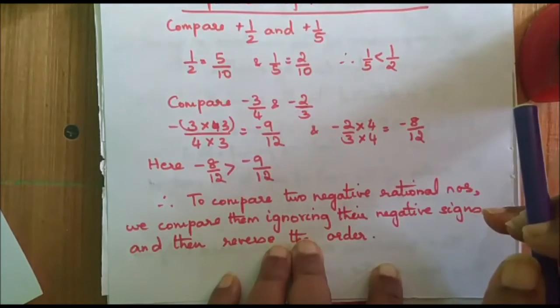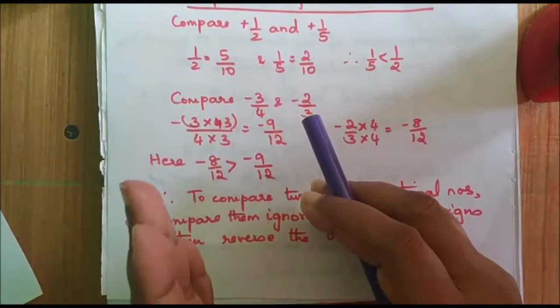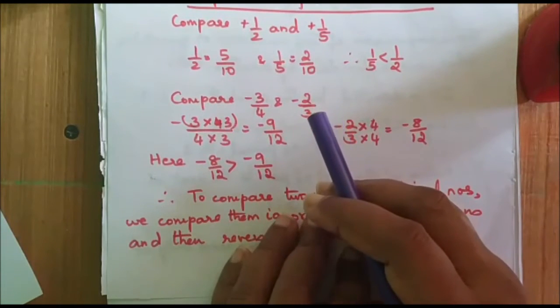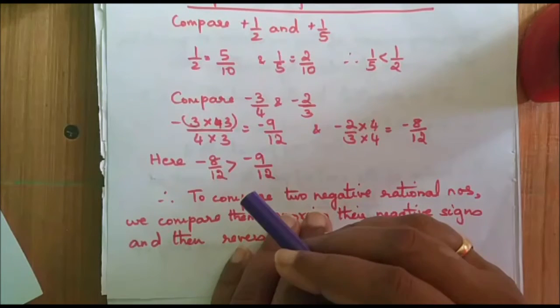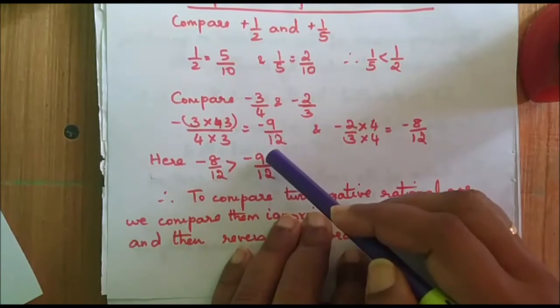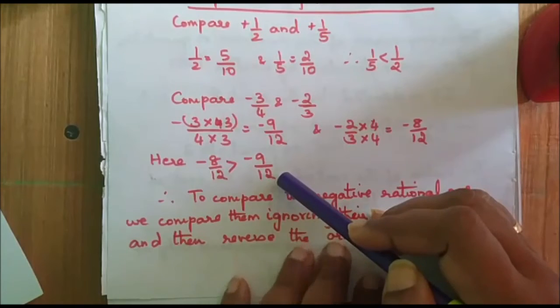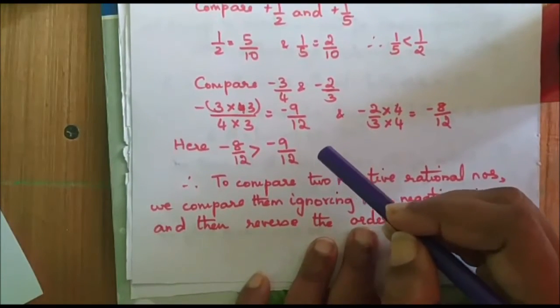When we plot it on the number line, we know that whatever number is towards the left is smaller, and those are negative numbers. So minus 8 and minus 9, if you see, minus 8 will be greater than minus 9. Okay. So minus 8 by 12 is greater than minus 9 by 12. Students, please remember this point. It is very important. Okay.